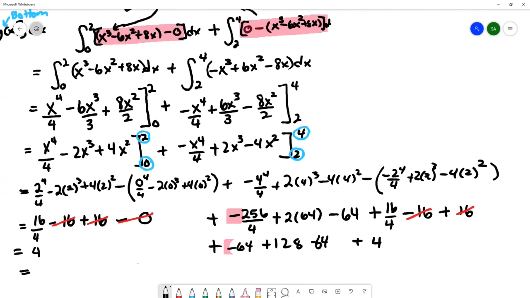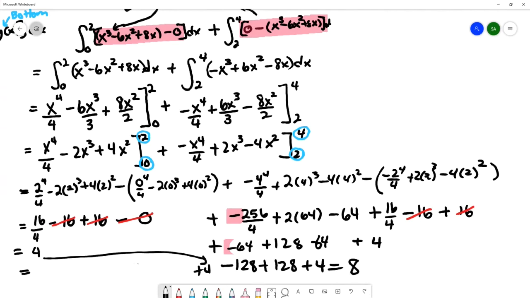Alright, so now negative 64 and negative 64 is negative 128, which will cancel with the positive 128, and we have plus 4 and plus 4 from here, and so we get the answer of 8. So the area between the cubic x cubed minus 6x squared plus 8x and the x-axis is 8.